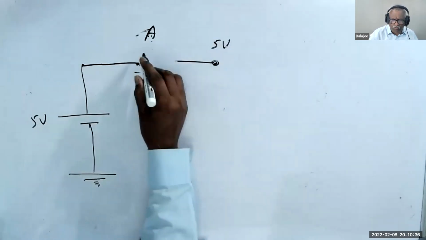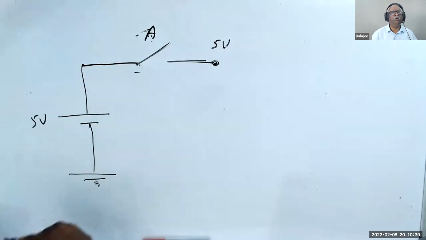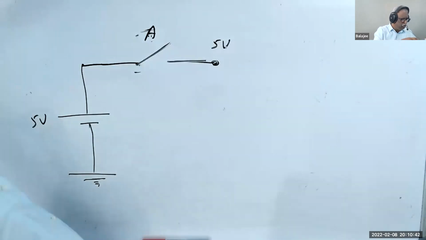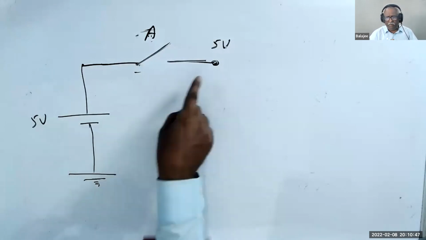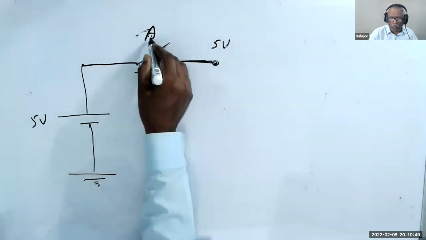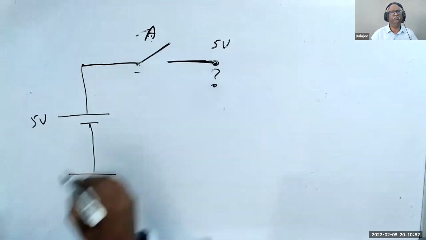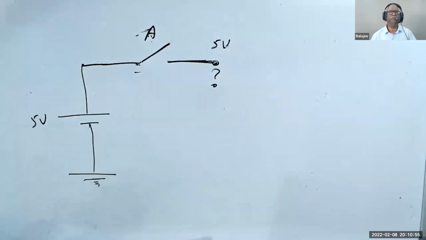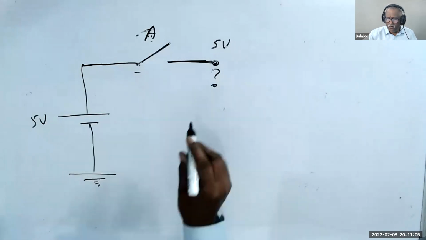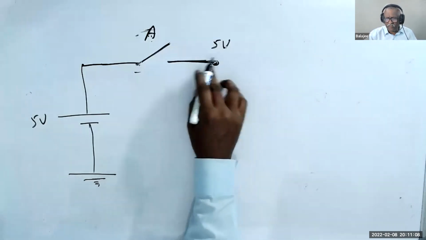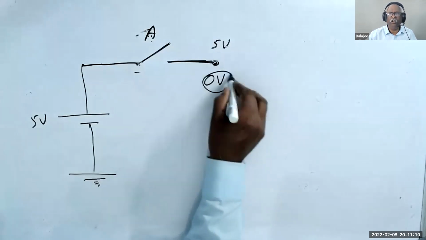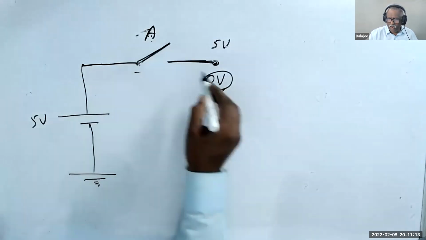When switch A is off, what is the voltage? Can anybody tell me? When I put the switch A off, what is the voltage here? Anybody else? Normally we think 0 volt. When I say the switch is off, people think 0 volt.